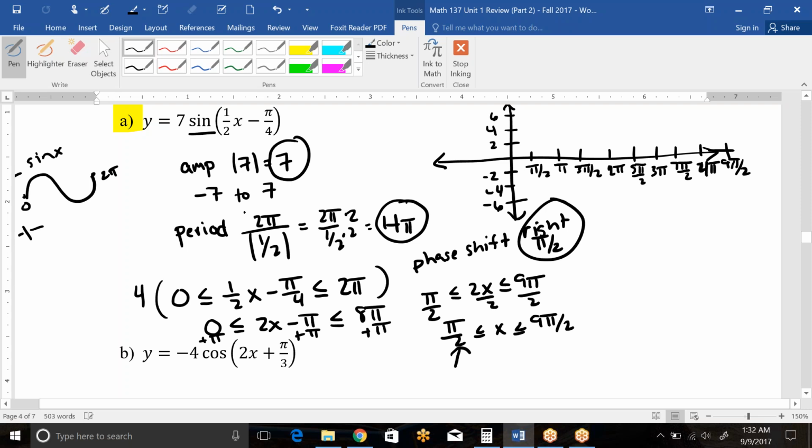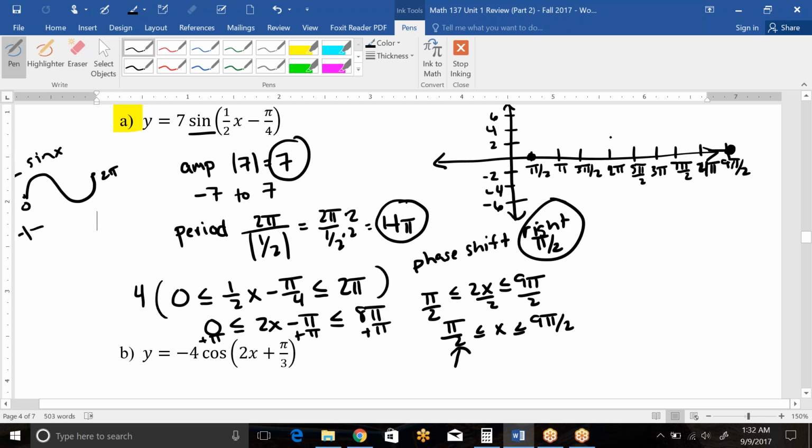Now notice this is 4 pi, so this is going to be much more stretched out horizontally than our normal sine. And it doesn't start, remember, at 0, 0. It starts at pi over 2. So pi over 2 is the starting point and 9 pi over 2 is the ending point. So I'm matching up those points there. And halfway between those is when it's going to be in the middle again.